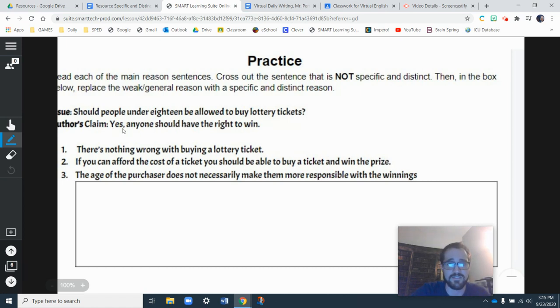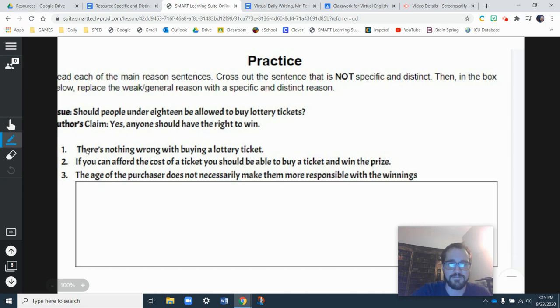We're going to say, yes, anyone should have the right to win a lottery ticket, no matter how old they are. Because right now, kids under 18 can't buy a ticket. Here's the reasons. There's nothing wrong with buying a lottery ticket. If you can afford the cost of a ticket, you should be able to buy a ticket and win the prize. The age of the purchaser does not necessarily make them more responsible with the winnings.